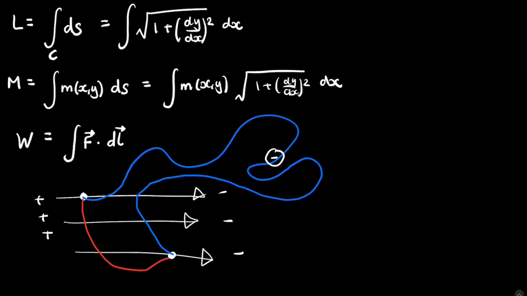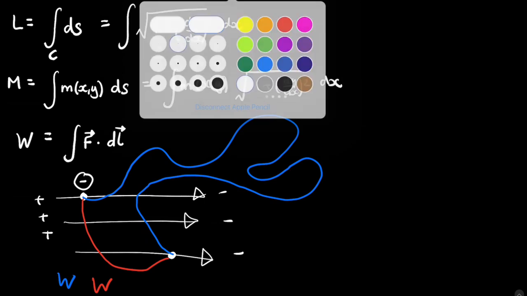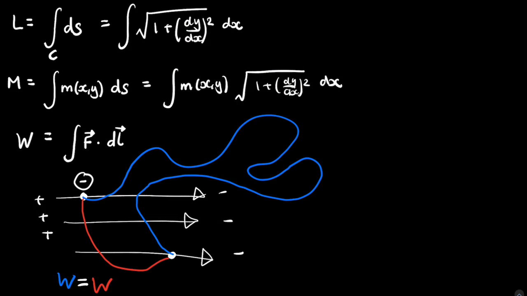Well, it turns out that the work done if you go along this route in an electric field is exactly the same as the work done going along this route. So the work done going along the blue path is exactly the same as the work done if you go along the red path. And this is true of the electric field. It's also true of a gravitational field. It's not true of friction. That is a path-dependent variable, and so therefore that is not true. But with the electric field, the work done is exactly the same.